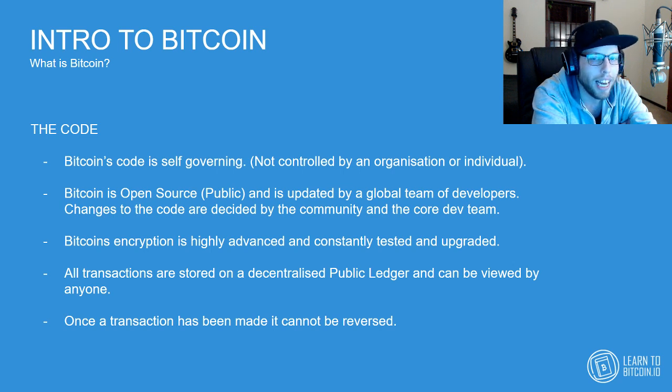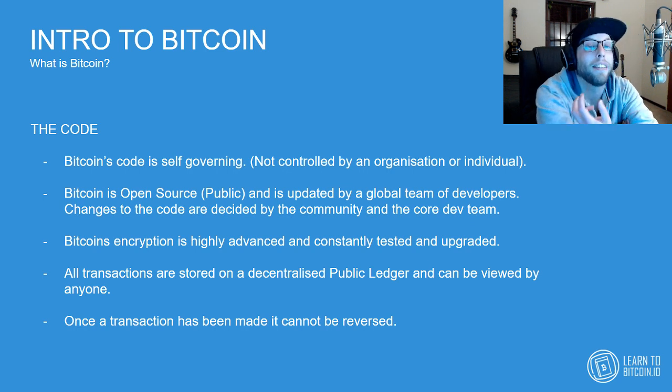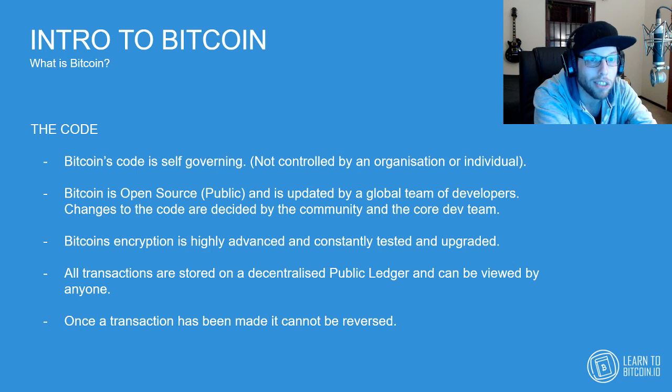Once a transaction has been made, it cannot be reversed. So that's where you come into play. You are in control of your own personal finances when it comes to Bitcoin. If you end up sending your coins to the wrong address, or the wrong wallet, or you send your Bitcoin to an Ethereum address, or to an address that has one digit missing or incorrectly inputted, those coins are lost.